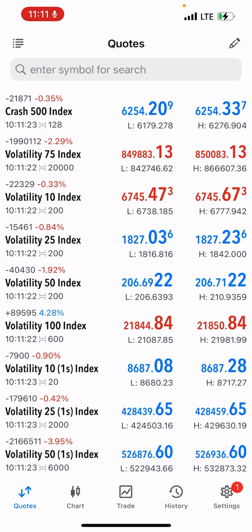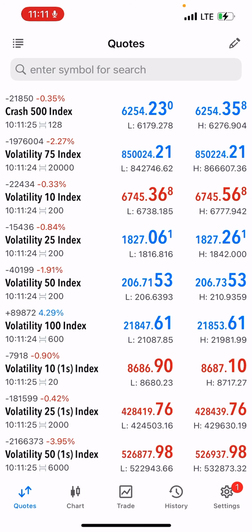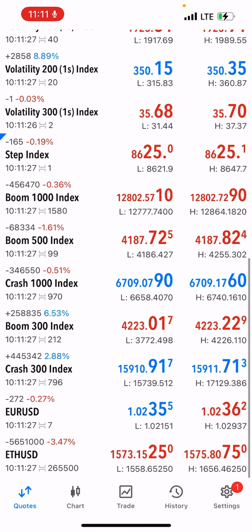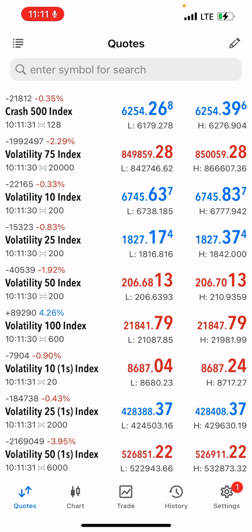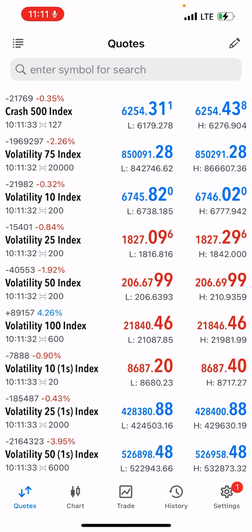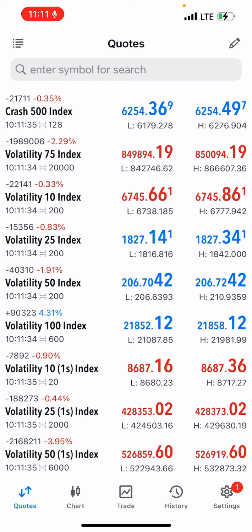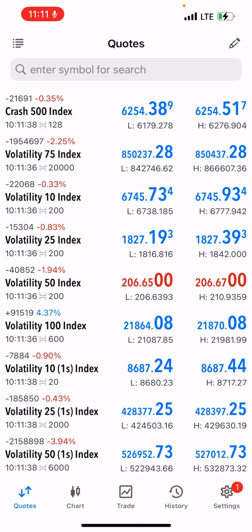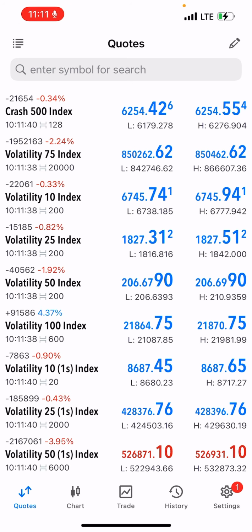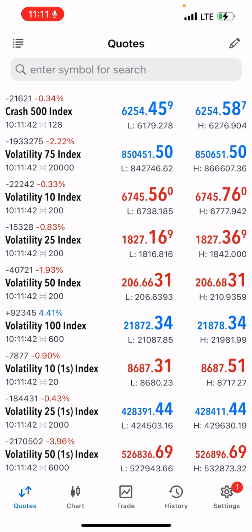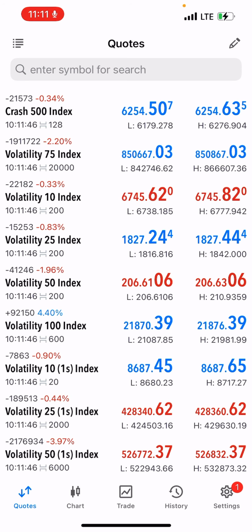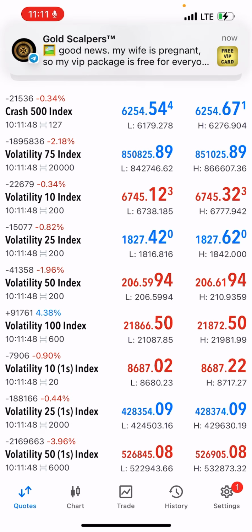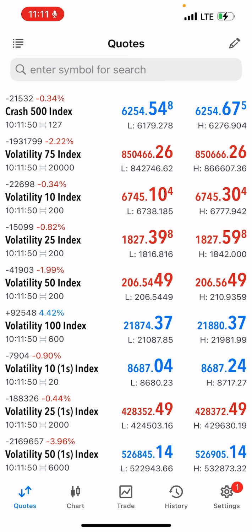Today, let's do an analysis on Stepindex and Volatility 75 index. If you watched the previous video which I uploaded yesterday, you'll see the analysis I did for Crash 500 index and Crash 1000 index. If you haven't watched it, you'll know how you can trade Crash 500 and Crash 1000 for this month.